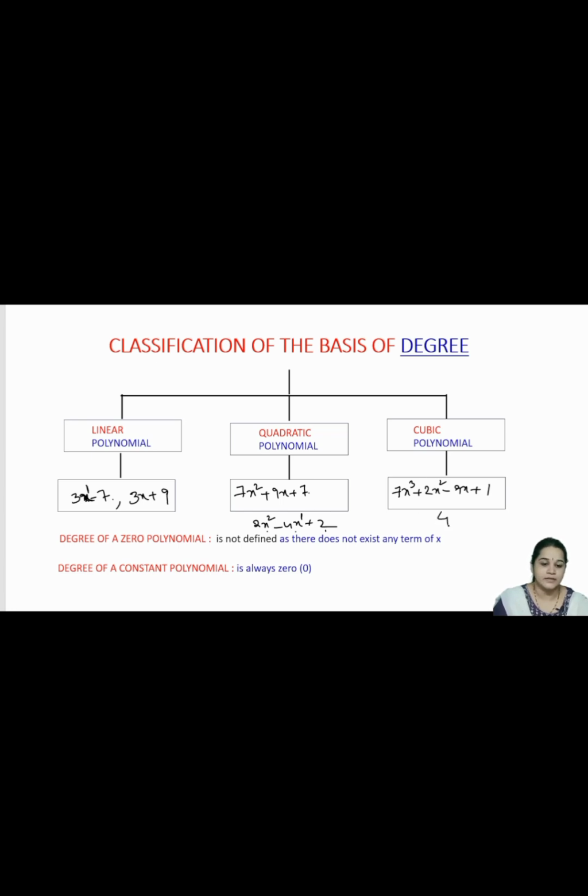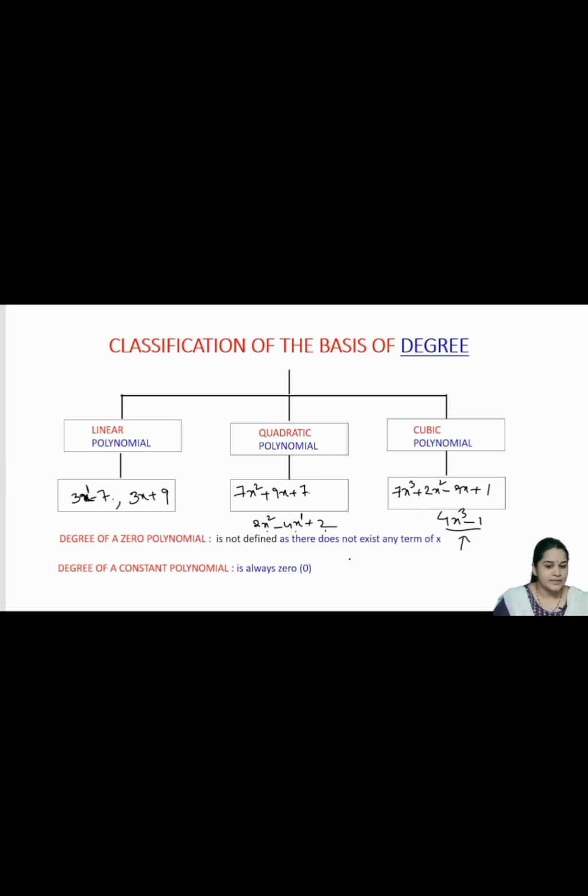And next, 4x cube minus 1. It is also a cubic polynomial because the highest power of x is 3 and it is the only power, because we didn't find any x square term or x term over here. So the power of the entire polynomial is 3 and so the degree of this polynomial is 3, hence it is a cubic polynomial.